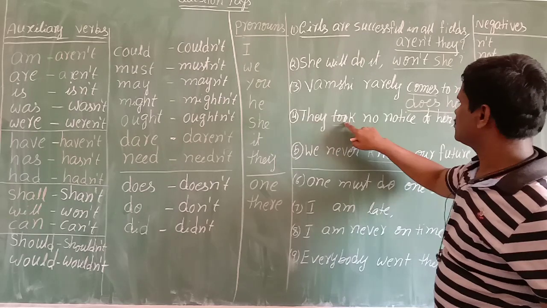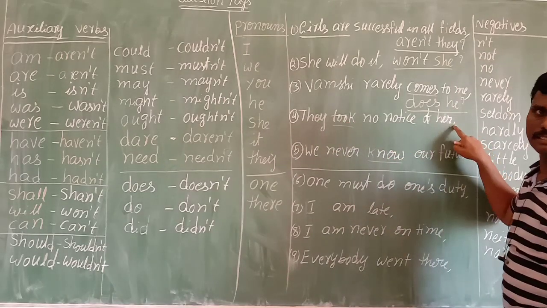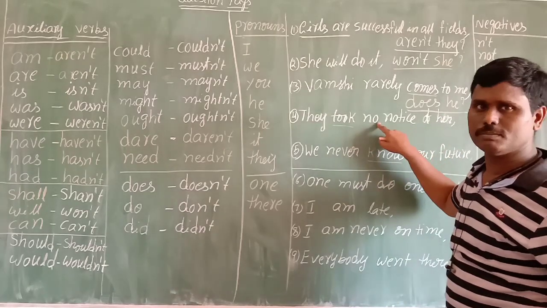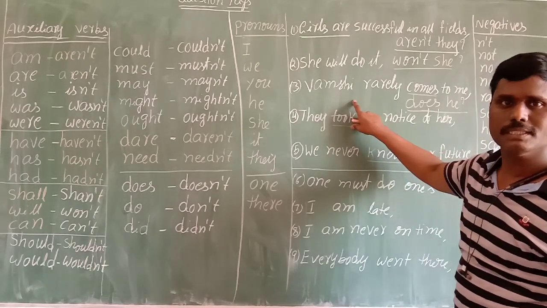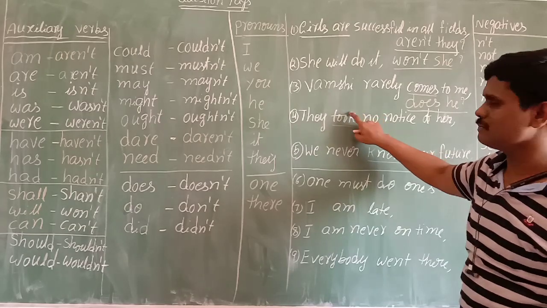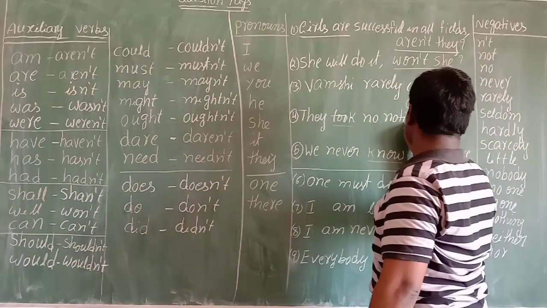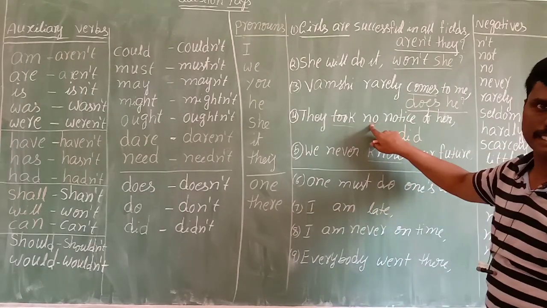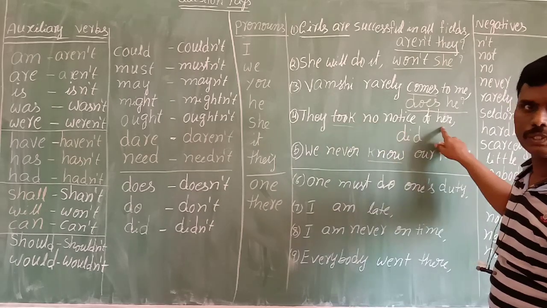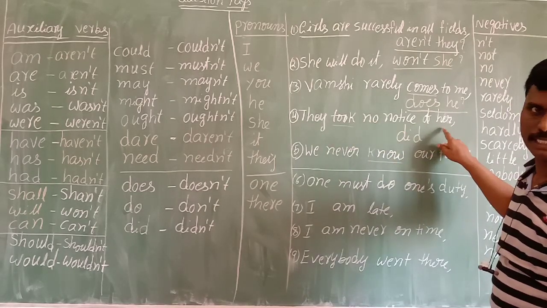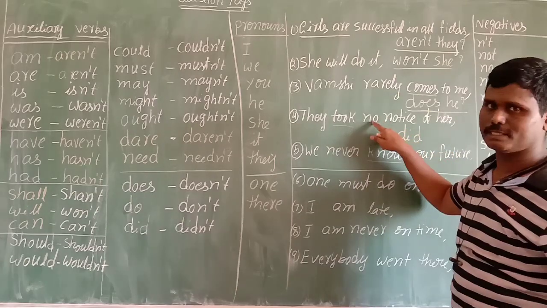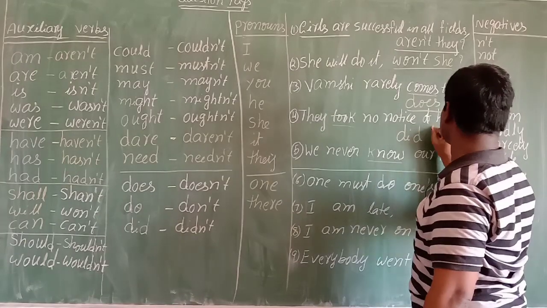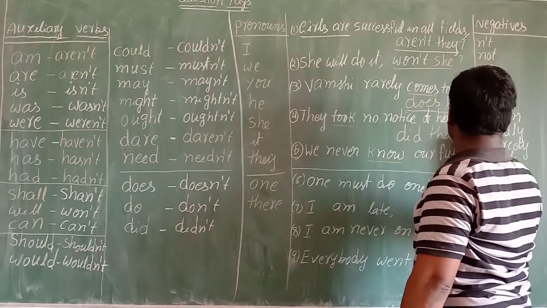Next, they took no notice of her. There is no helping verb. Took is verb 2 of take. Took, taken. So we use did. Already a negative word is there, so here we don't write the contraction. Negative contraction is not required because there is already a negative word. Then what is the subject? The subject is already a pronoun. So we write did they?